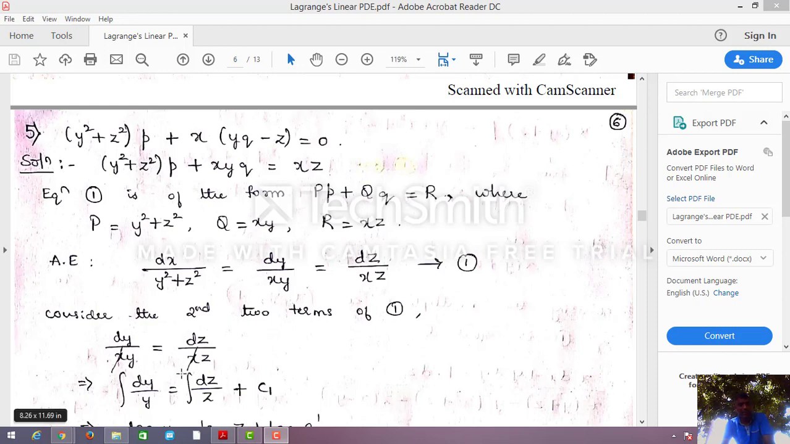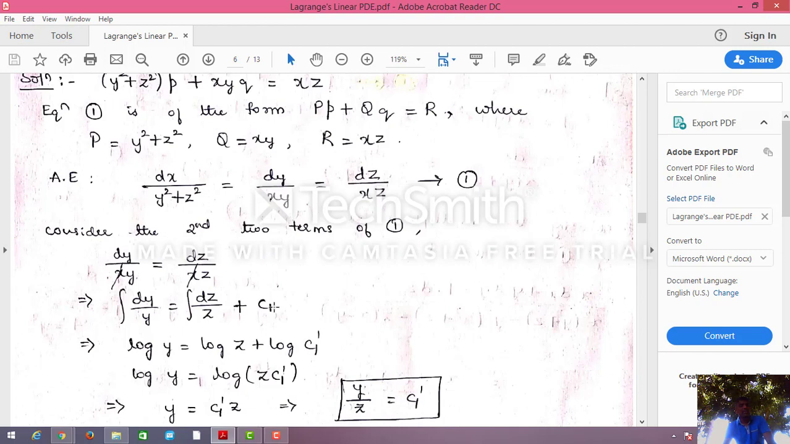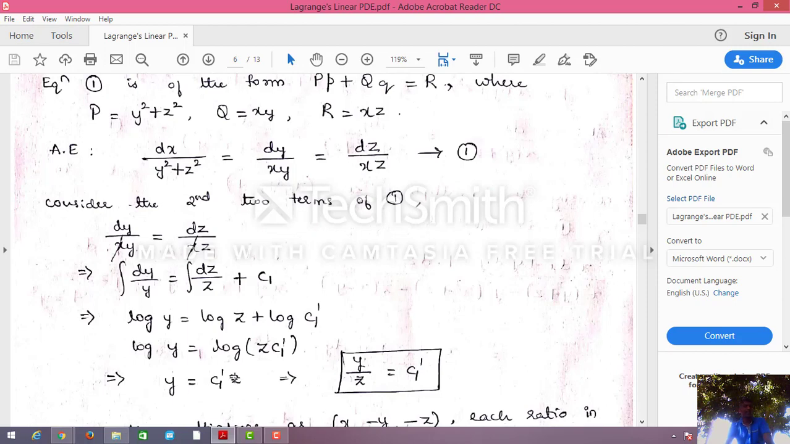Here what is common? x is common, so I will cancel this x. If you cancel it, you will get dy by y equal to dz by z. Now I apply integration: dy by y equal to dz by z plus integration constant c1. The integration of dy by y is log y, and the integration of dz by z is log z. The constant I also write in terms of log, log c1 dash. Since log m plus log n is log of m n, I write log y equal to log of z into c1. Now y equal to c1 dash into z.